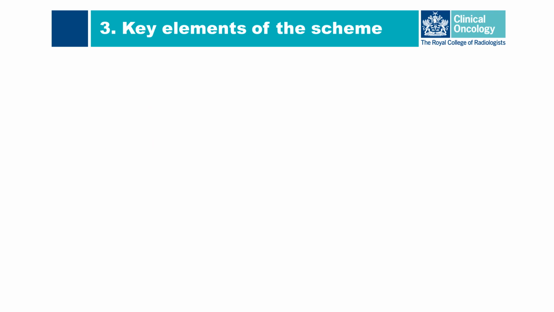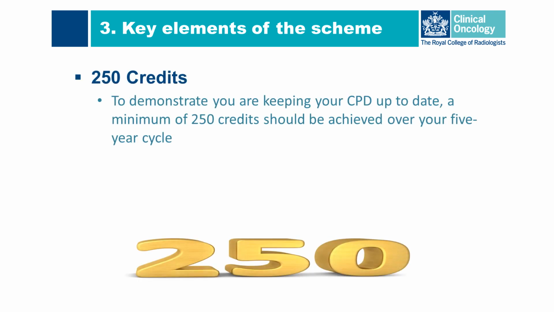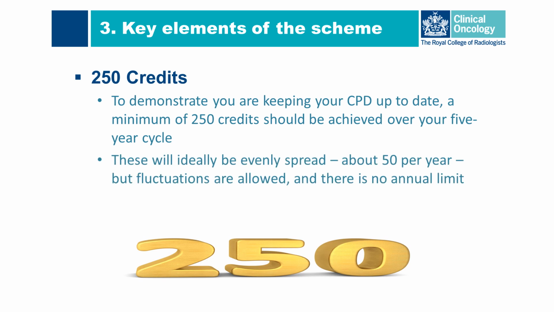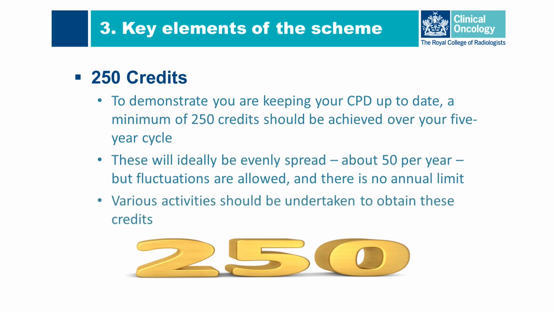The key basis of the scheme is that over a 5-year cycle, you collect 250 credits. Ideally, these will be evenly spread over the 5-year cycle, about 50 a year, but fluctuations are allowed, for example, if you've taken time off for maternity leave or because you've been ill, and there is no annual limit to the number of credits that you may claim. A range of activities should be undertaken to obtain these 250 credits.